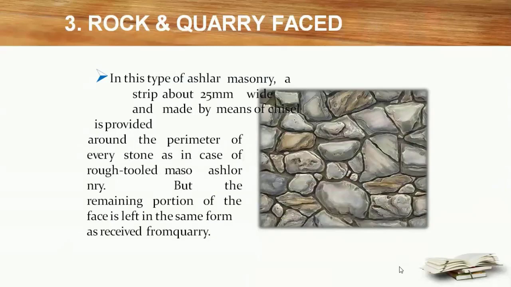So next is the rock and quarry face masonry. In this case, blocks have a straight base and edges. On the facing side, a strip of 25 mm is chisel finished along the perimeter, but the interior of the face remains quarry finished only. However, large projections exceeding 80 mm are removed by hammering. The thickness of mortar joints may be up to 10 mm.